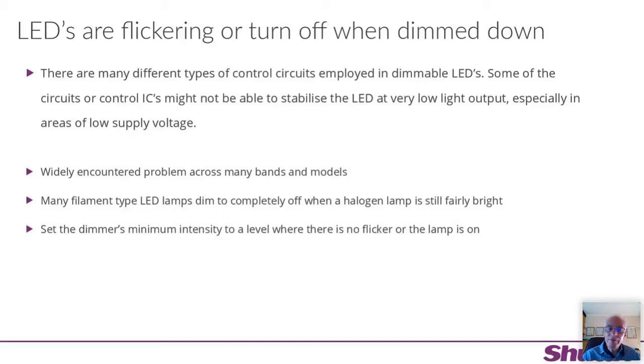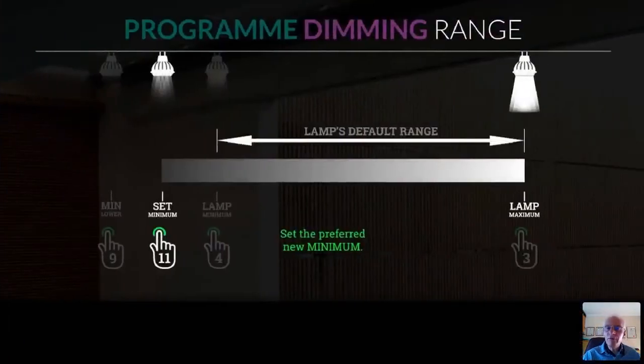I do find that your filament type LEDs, those are very often designed so that they turn off completely. In a large number of filament LEDs, we actually find that the LED turns off completely when the dimmer is at approximately 30 to 40%, which is quite a high intensity. So you must be able to adjust the minimum intensity of your dimmer.